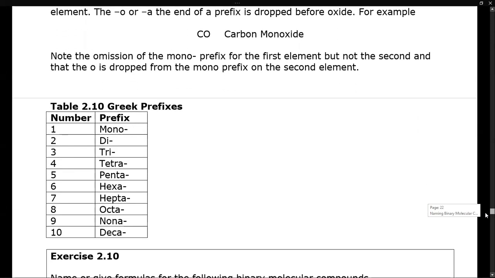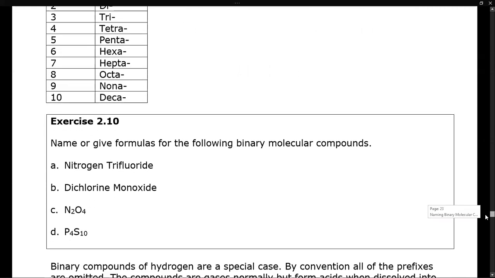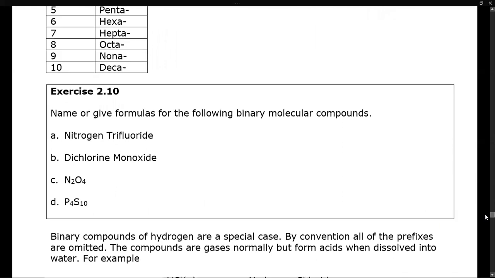These are the Greek prefixes. Mono is 1, di is 2, tri is 3, tetra is 4, penta is 5, hexa is 6, hepta is 7, octa is 8, nona is 9, and deca is 10. So now we will practice some binary molecular compounds, going name to formula, or formula to name.